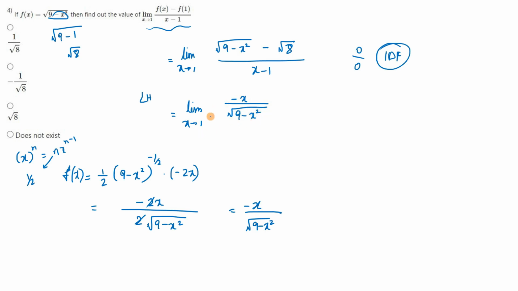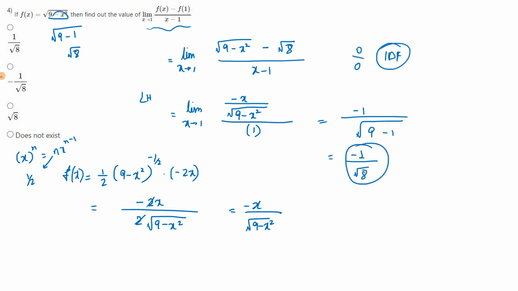Okay, whole divided by differentiation of x minus 1 is 1. Here minus, this is a constant, right? So we'll have 0 over here. So if we substitute 1 now, what will happen? We'll have minus 1 divided by square root of 9 minus 1 square. So that is nothing but minus 1 by square root of 8. So this is the answer.